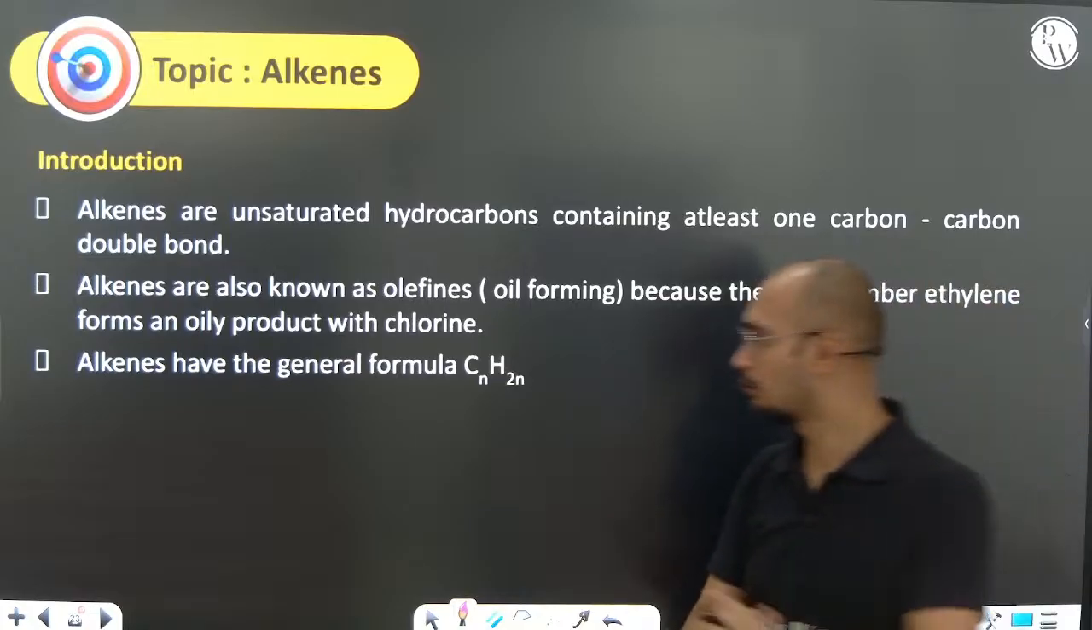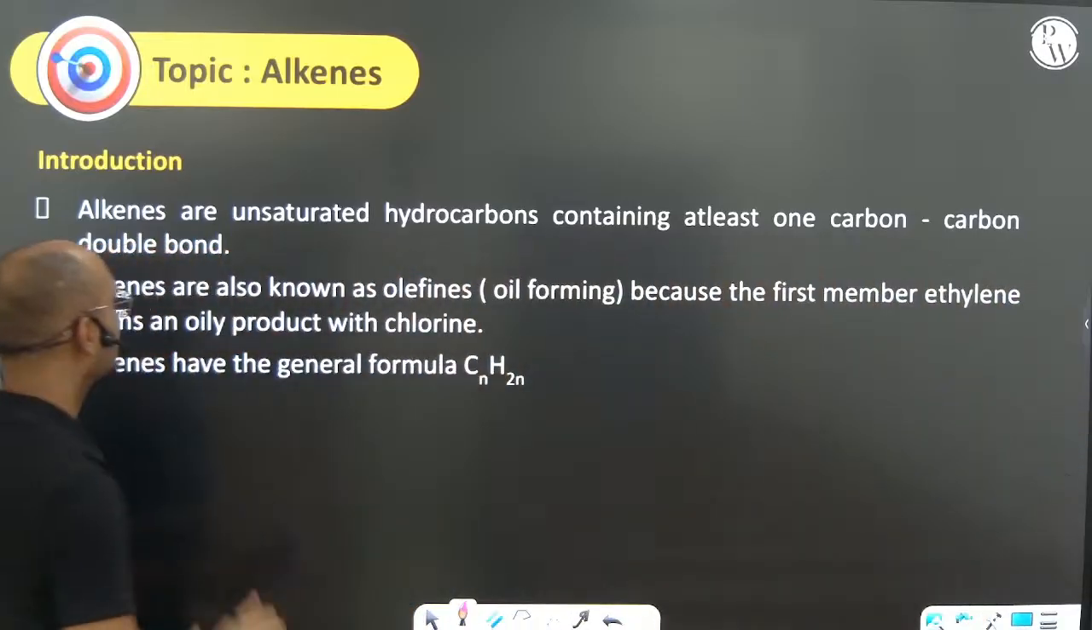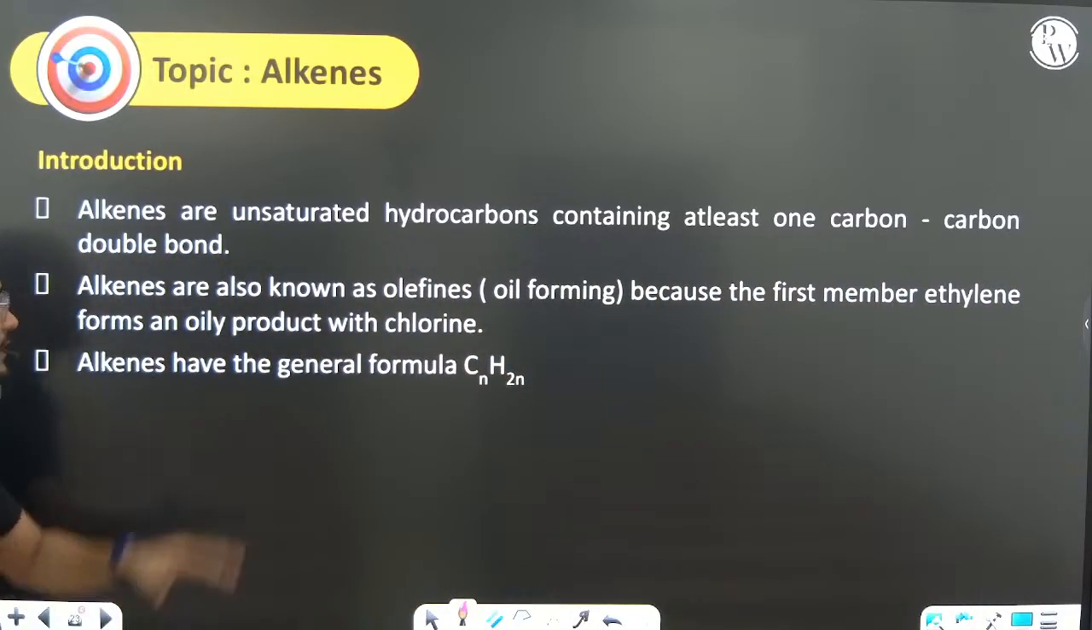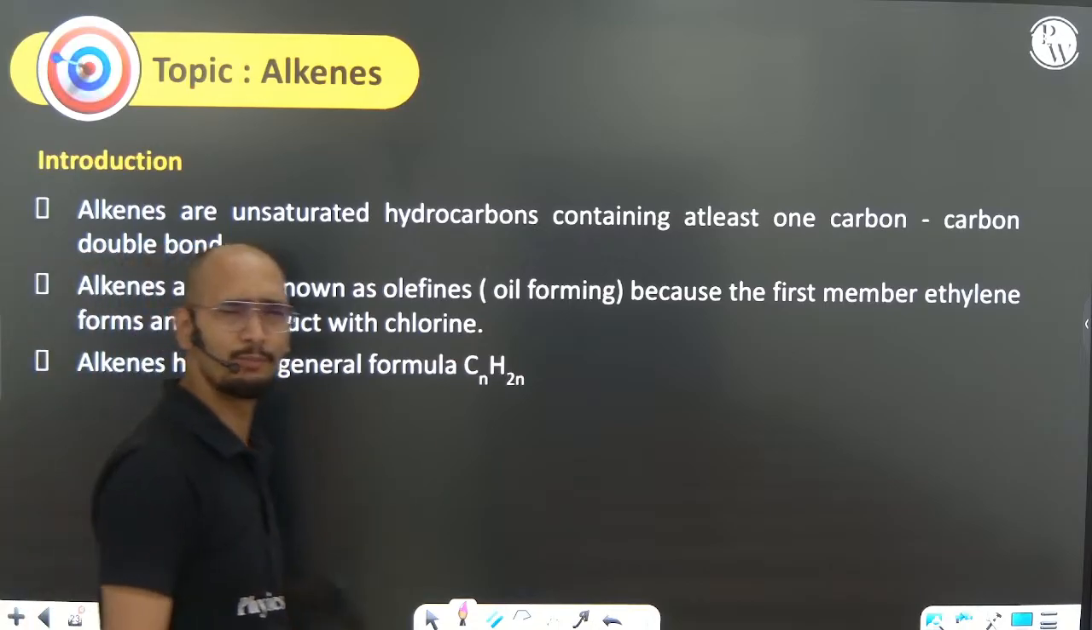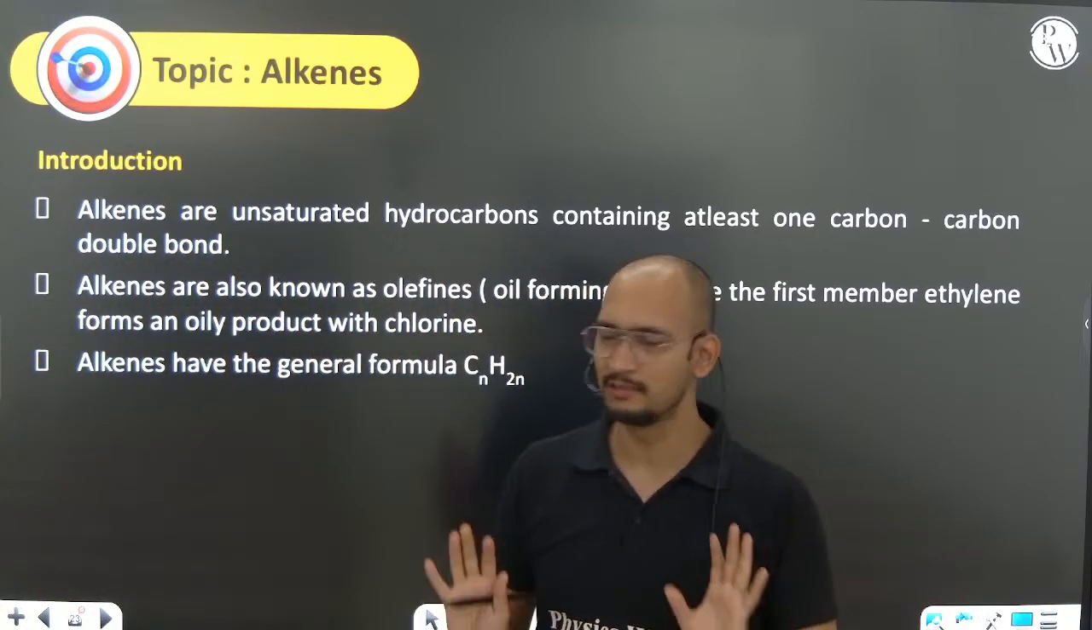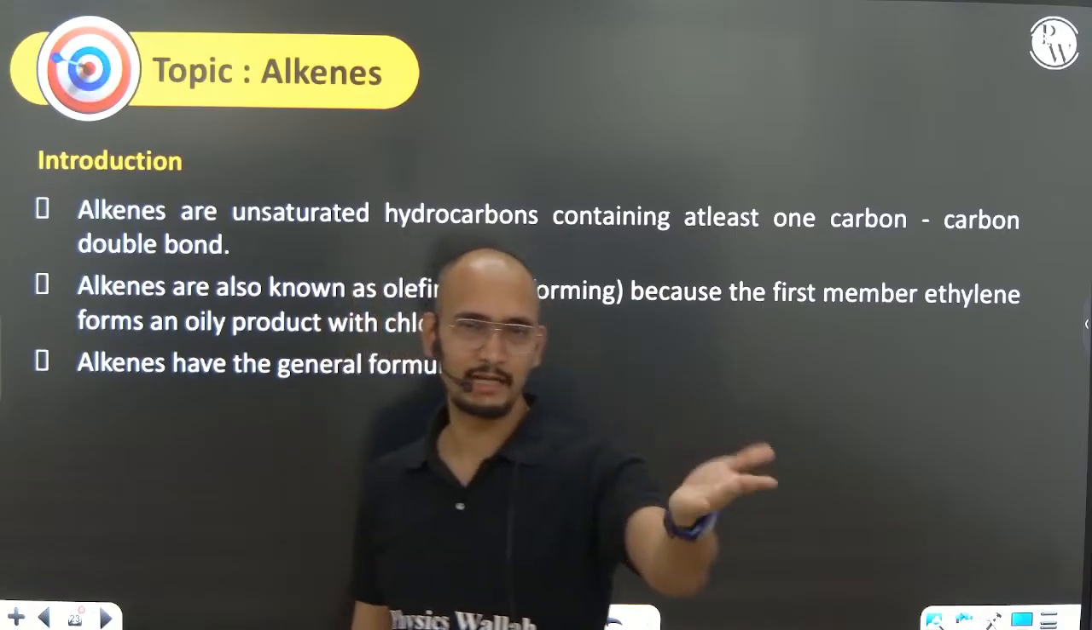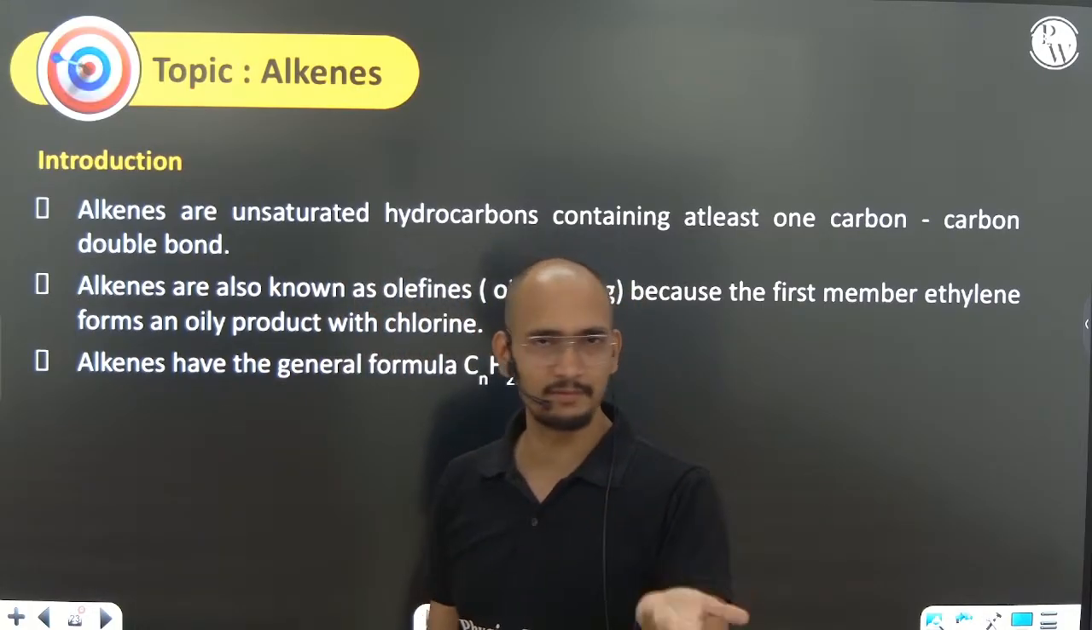Okay. Now we have come to the alkene part. Alkenes, I hope you understand what is the general formula. CnH2n. That's it. While for alkane it was CnH2n+2. For alkyne it will be CnH2n-2.